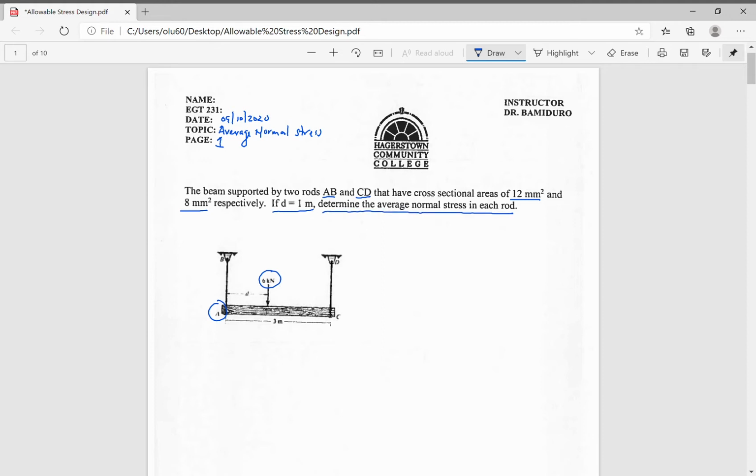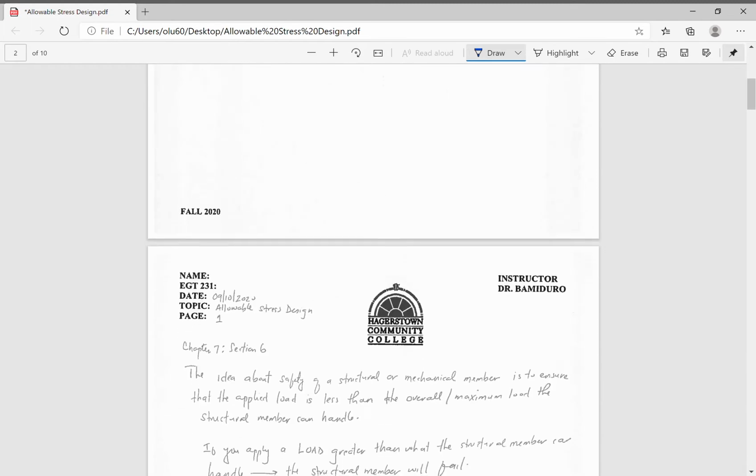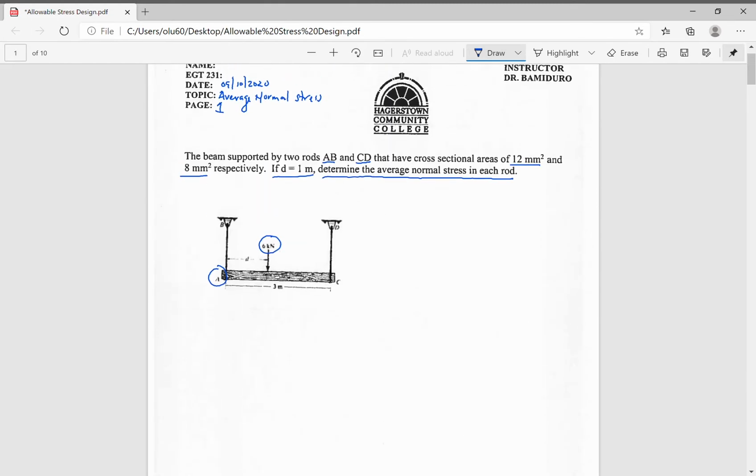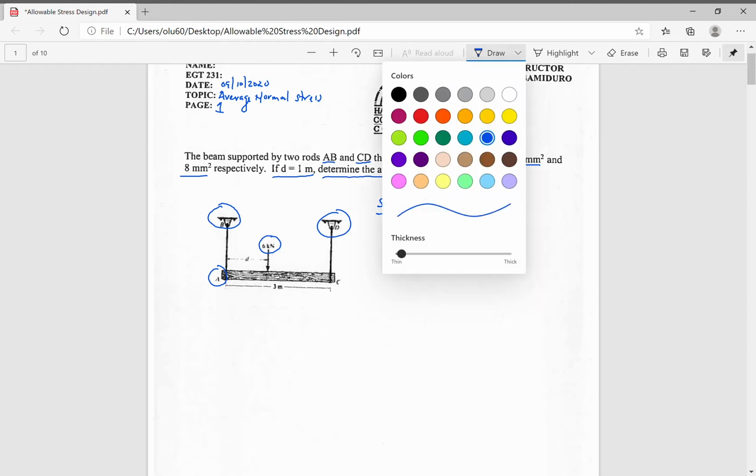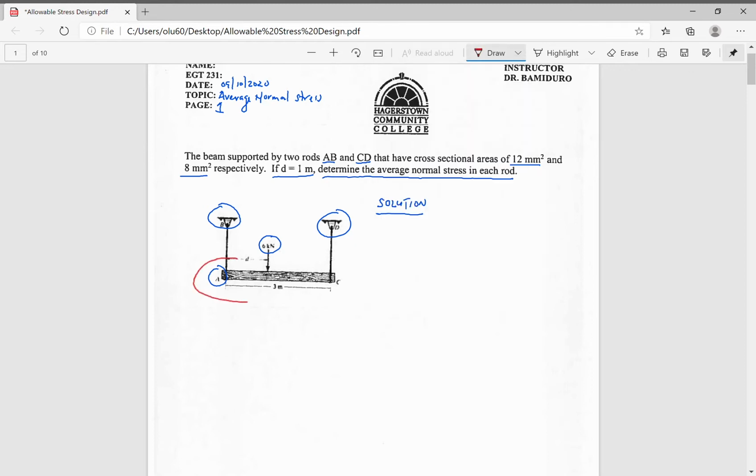What I would like to do is let's take it step by step. What is the question really asking us? We have the structure being supported by rods at point B and at point D, right? These rods are undergoing some kind of stress because they have to hold up this particular beam and this force right here, located 1 meter away from A.